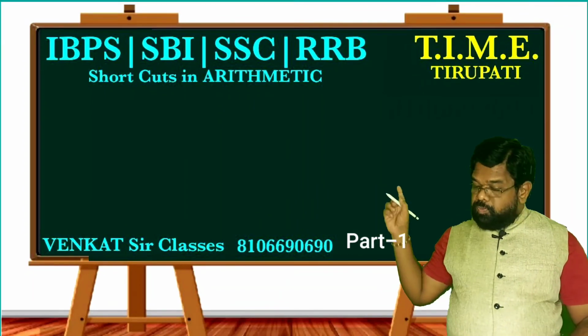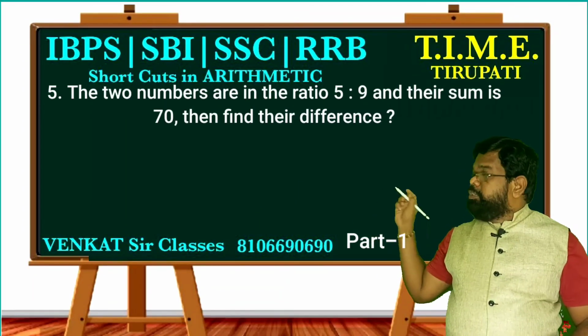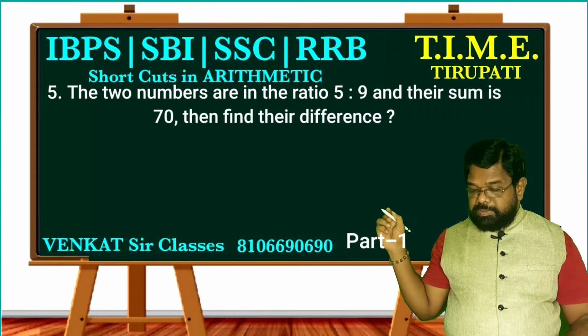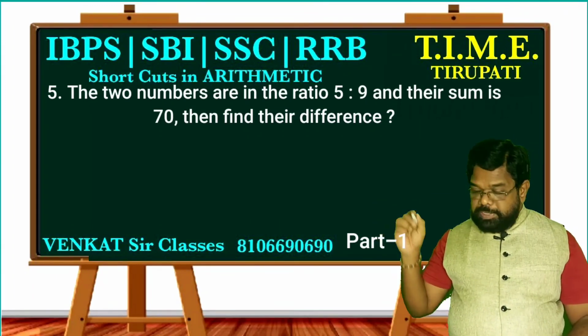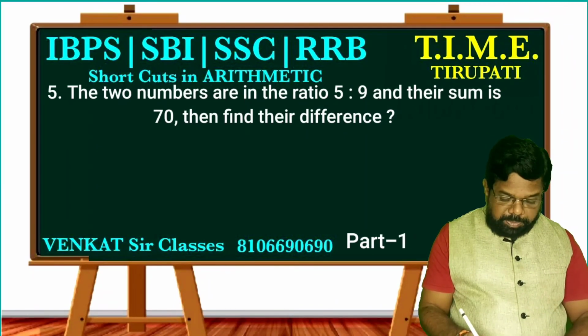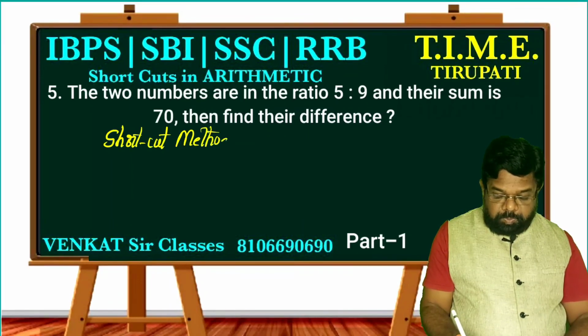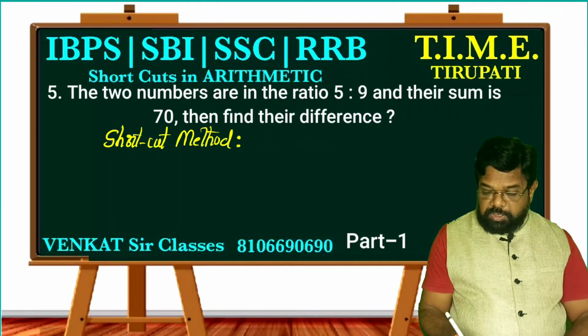Question number 5. The two numbers are in the ratio 5 is to 9 and their sum is 70, then find their difference. This also I will discuss with you in the shortcut method. So what is the shortcut method? See here, for this question, what is given.